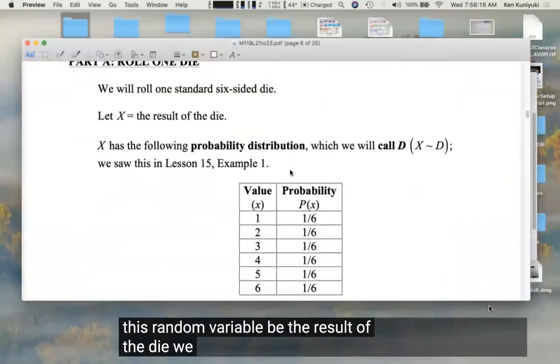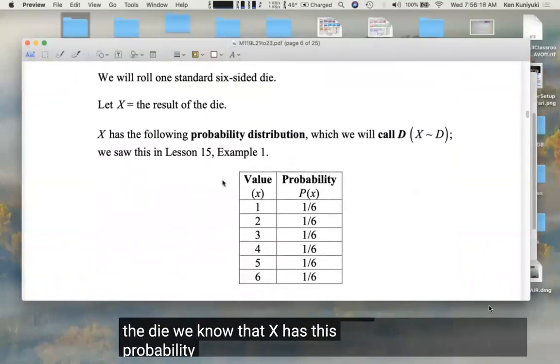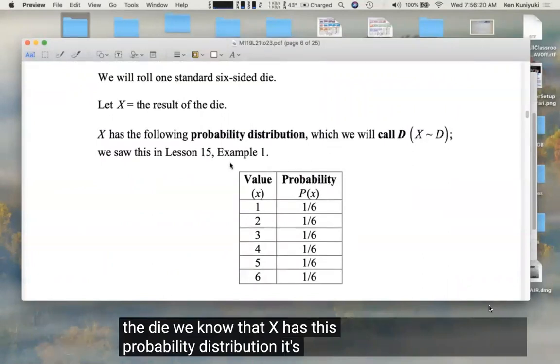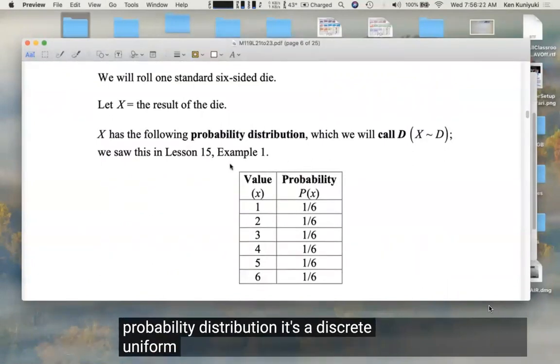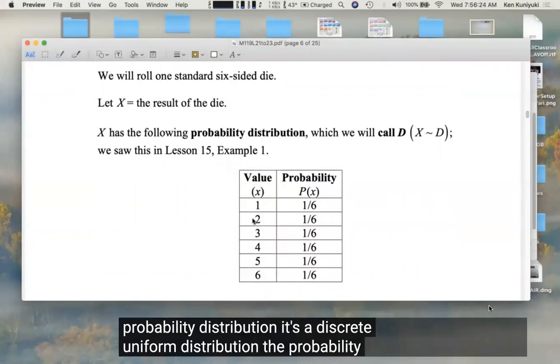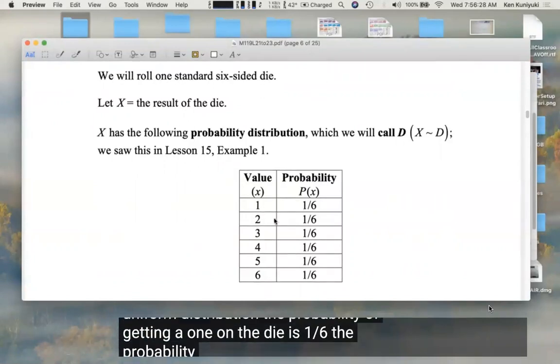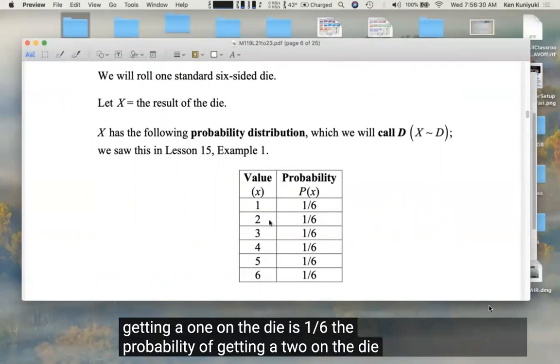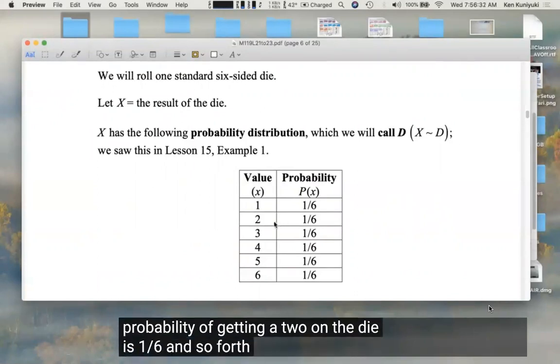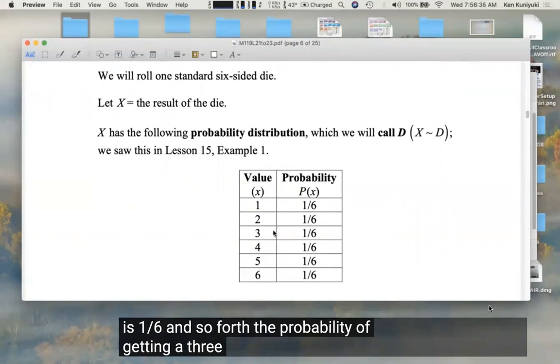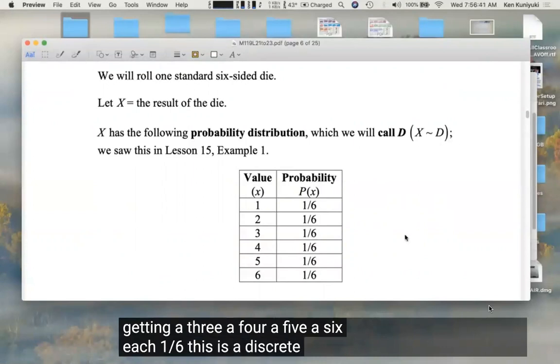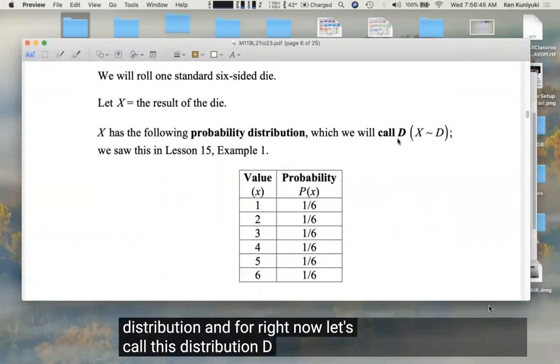We roll one standard six-sided die, and we're going to let x, this random variable, be the result of the die. We know that x has this probability distribution. It's a discrete uniform distribution. The probability of getting a 1 on the die is 1/6. The probability of getting a 2 on the die is 1/6, and so forth. The probability of getting a 3, a 4, a 5, a 6, each 1/6. This is a discrete uniform distribution, and for right now, let's call this distribution D.